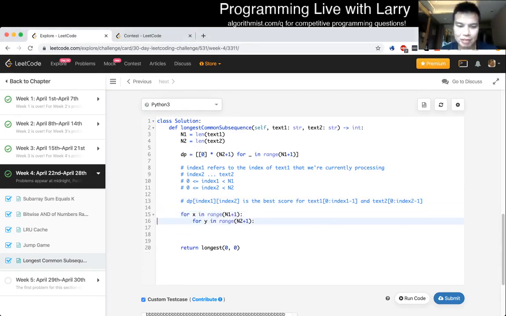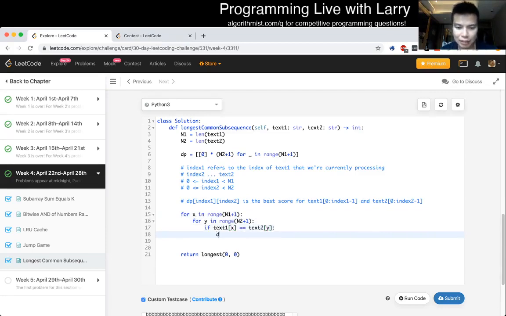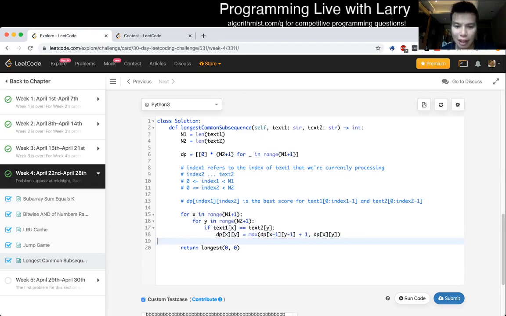So yeah, from that everything else is very similar, which is that if text 1 of x is equal to text 2 of y, then dp of x y should be max of dp of this plus 1 and just itself, I suppose. And that's pretty much it, really. Well, not really, sorry. Because that's the equal case.